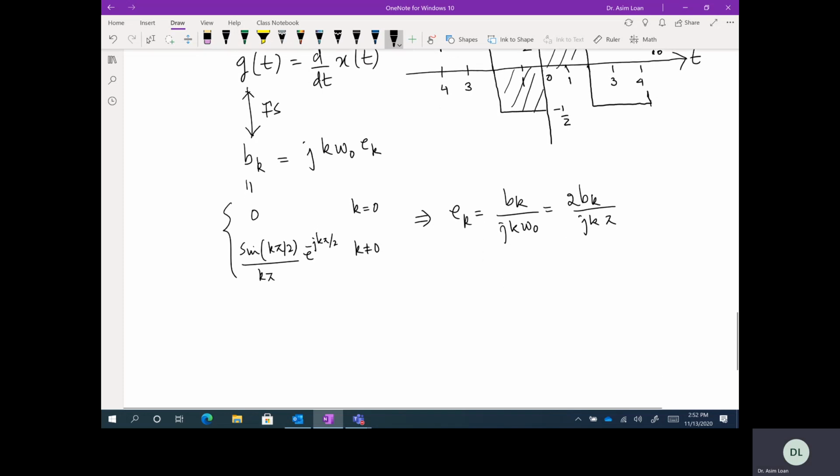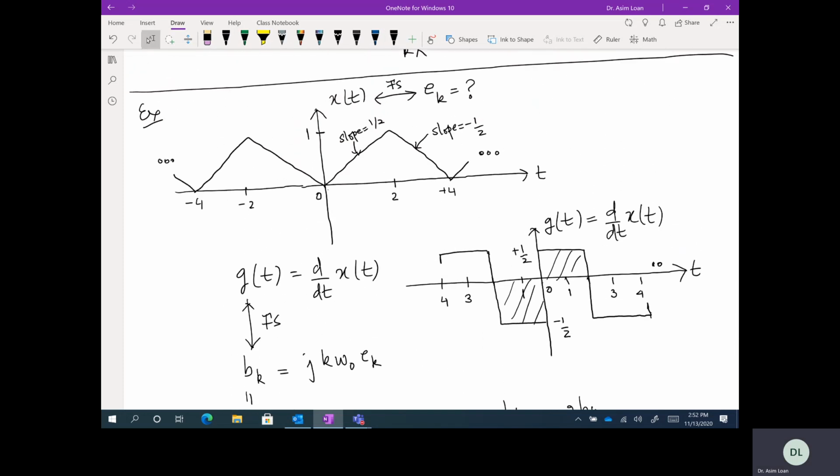Okay. And obviously this function has a DC value, an average value. So what is this average value? E0 is the average value, and the average value is simply the area under the function in one time period. So what is this area? If I look at this area, I'll just multiply by 2. This area is half into base, which is 2, into height, which is 1. So this is simply 1.